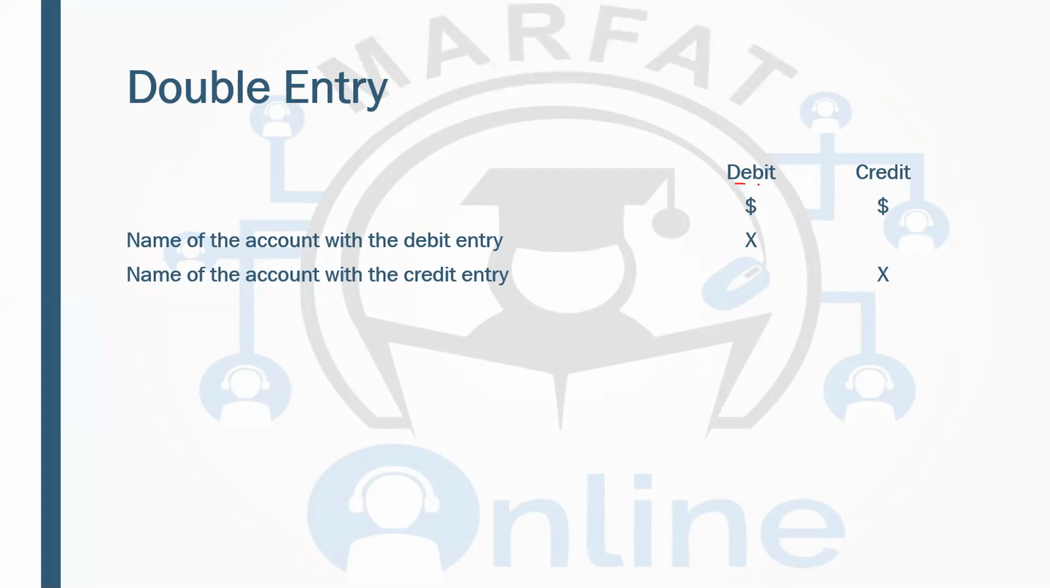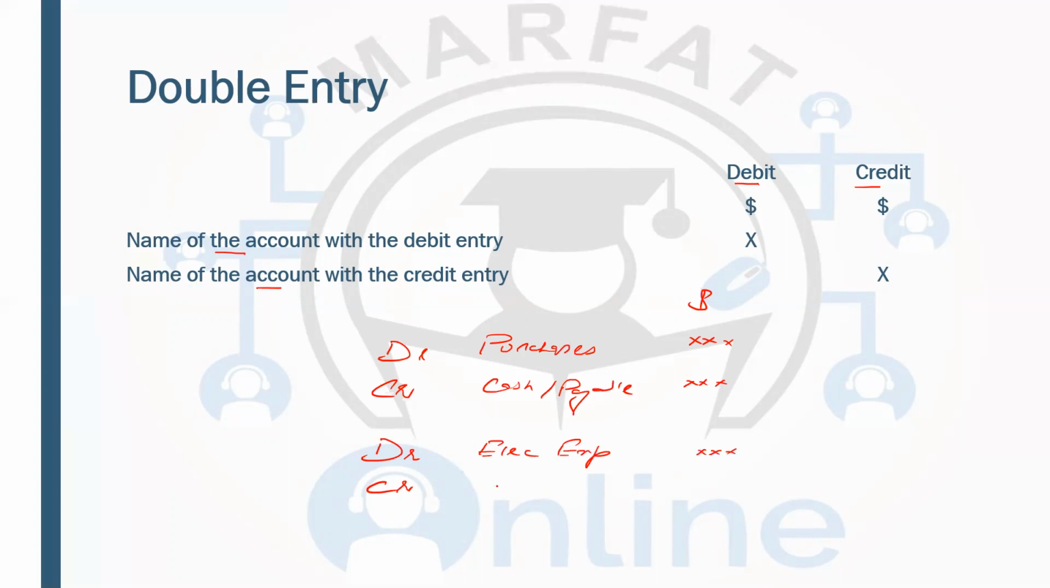You have the debit and the credit, and you debit and credit by the name of the account. For example, you are buying inventory. So what you do is debit purchases and credit cash, or payable if you have bought the inventory on credit. This is the amount which you write over here. Similarly, if you are paying the electricity expense, you debit the electricity expense and then you credit the cash or the bank, whatever. Now, these are the double entries which you did in the last lecture.